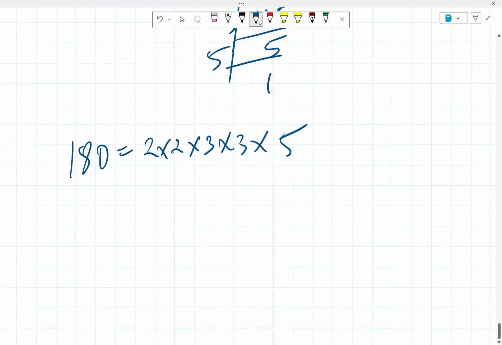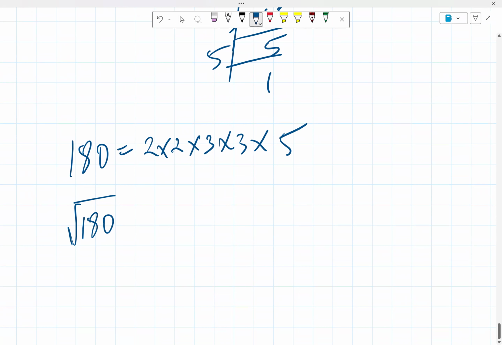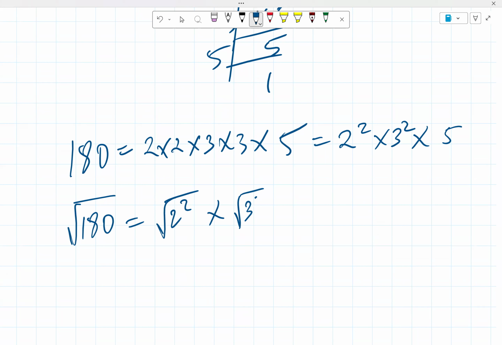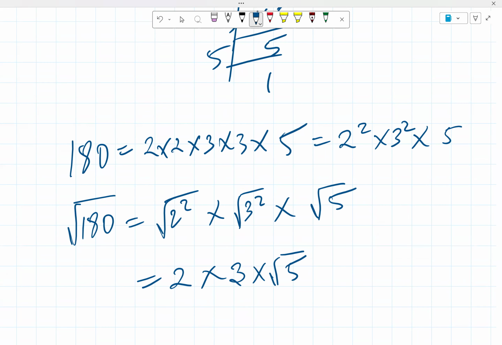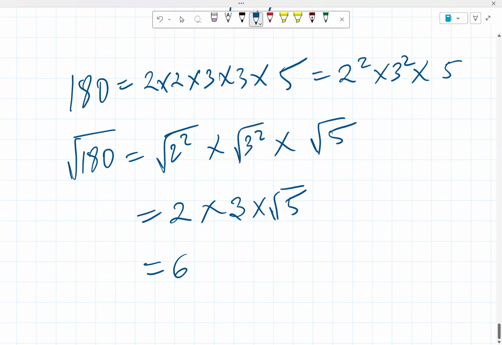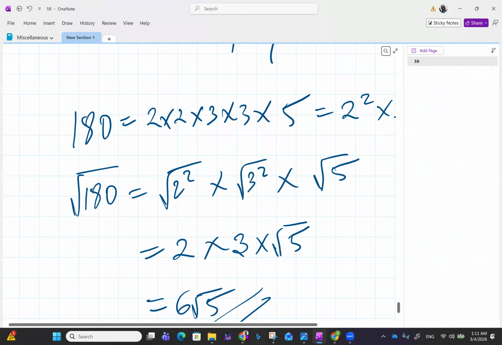So the square root of 180 is the square root of 2 raised to power 2 times 3 raised to power 2 times 5. That's the square root of 2 raised to power 2 times the square root of 3 raised to power 2 times the square root of 5. The square root of 2 raised to power 2 is 2. The square root of 3 raised to power 2 is 3. So 2 times 3 is 6, and you have 6 root 5. And that's what 180 ends up giving us.